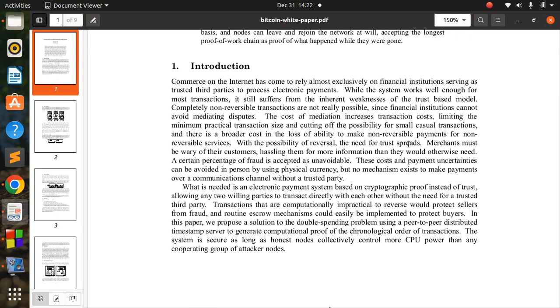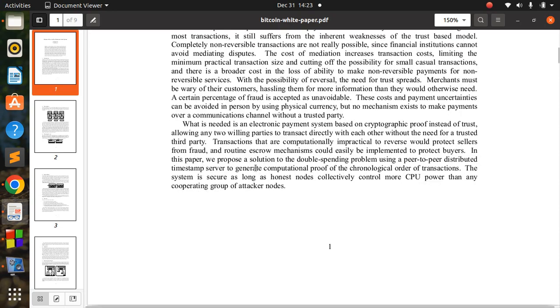All right. Now, merchants must be wary of their customers, hassling them for more information than they would otherwise need. A certain percentage of fraud is accepted as unavoidable. These costs and payment uncertainties can be avoided in person by using physical currencies. But no mechanism exists to make payments over a communication channel without a trusted third party. Remember, this is basically explaining why they want to eliminate the trusted third party. Okay, it's just explaining it further.